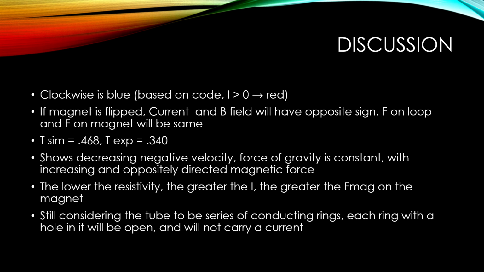The graph shows decreasing negative velocity. The force of gravity is constant, with oppositely directed magnetic force, which is consistent with the plot shown on the previous slide.